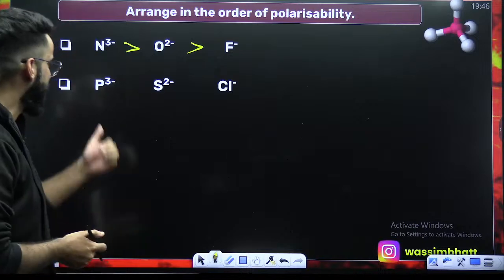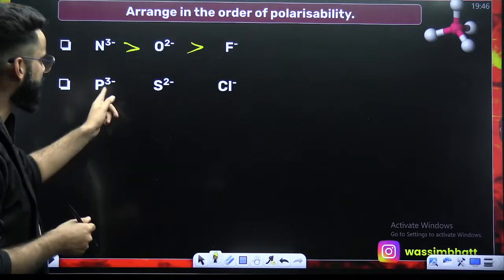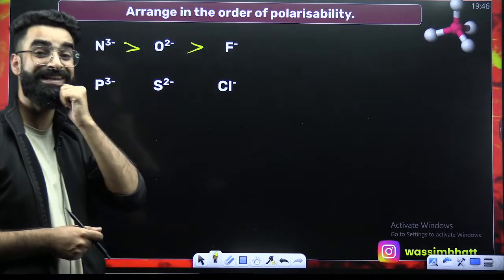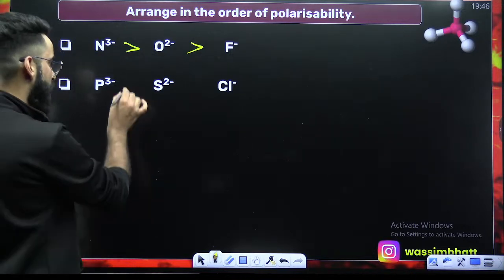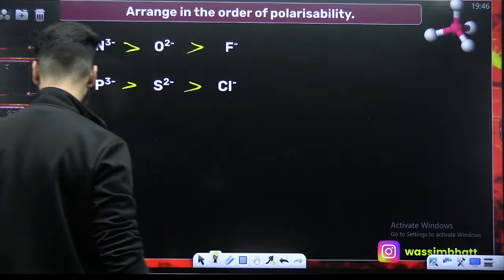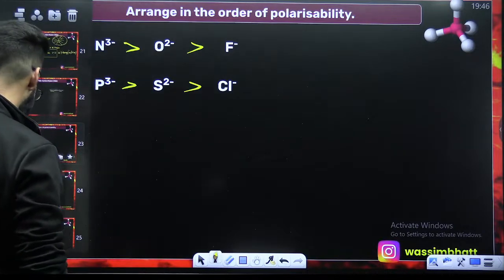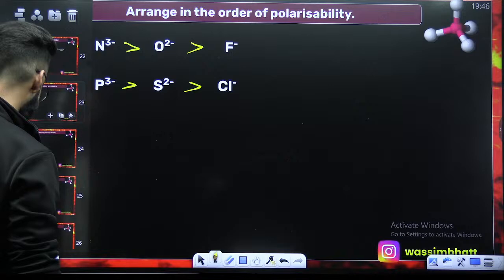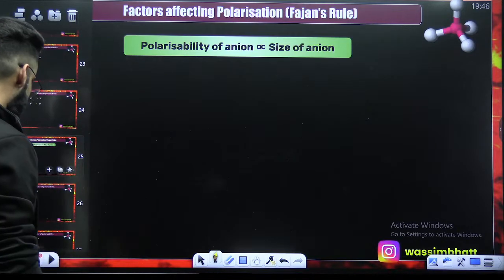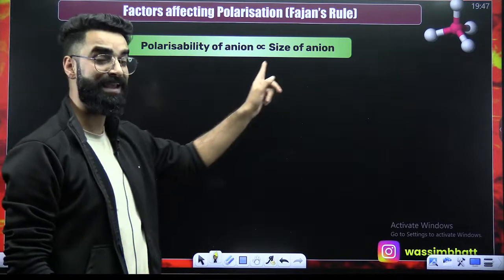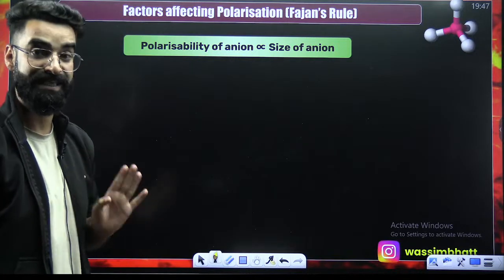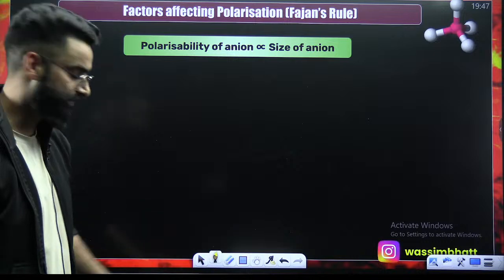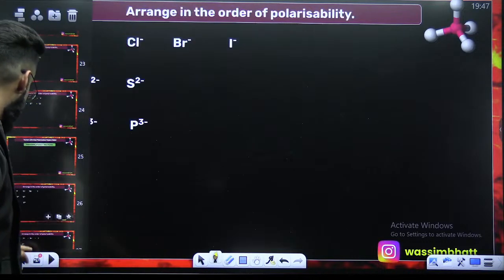Yeah? Okay, what about the answer of this question? P trinegative, S dinegative, Cl negative. Which anion can easily get distorted? Which anion has more polarizability? More the charge on anion, more is the polarizability of anion. Right? This is something I told you. Polarizability of anion is directly proportional to size of anion. Directly proportional to charge, directly proportional to size. Right? Perfect. Now you can answer these questions for sure.